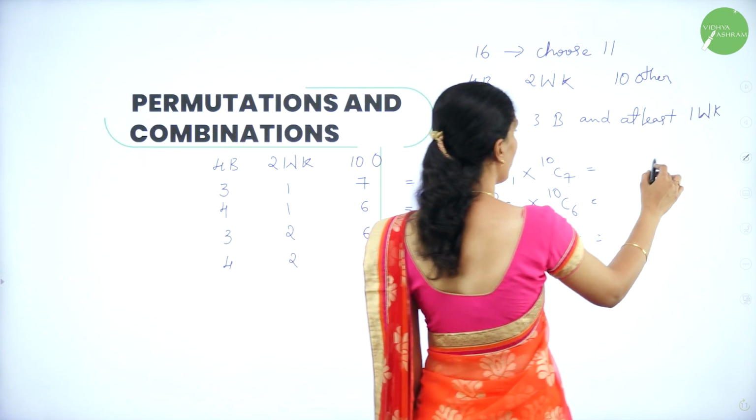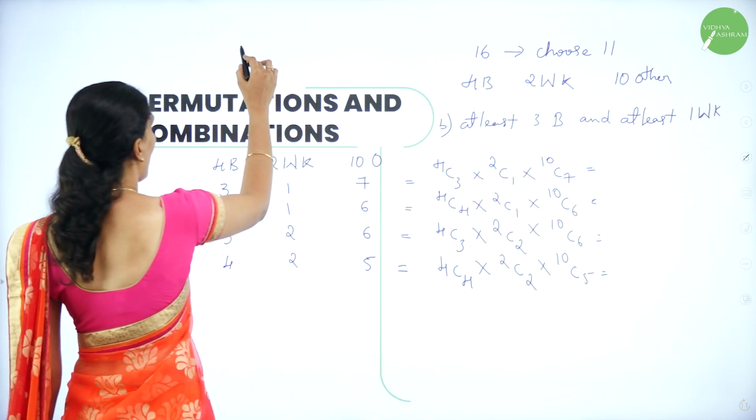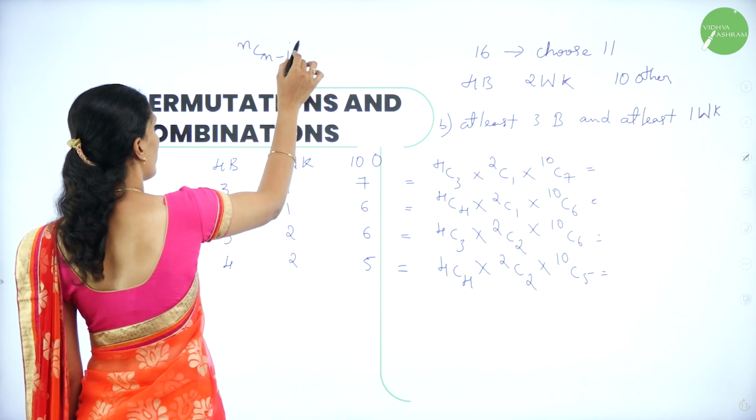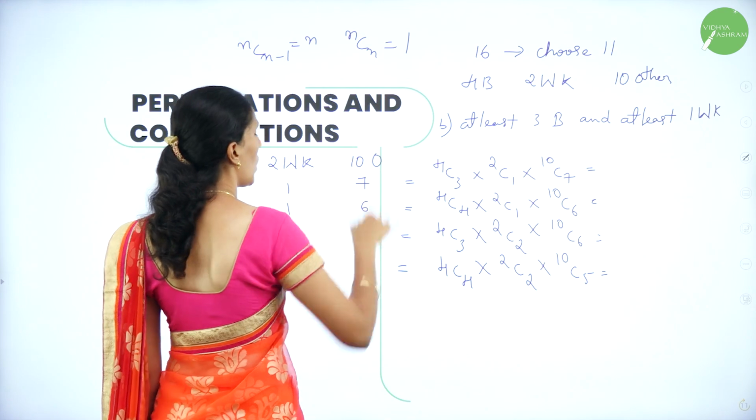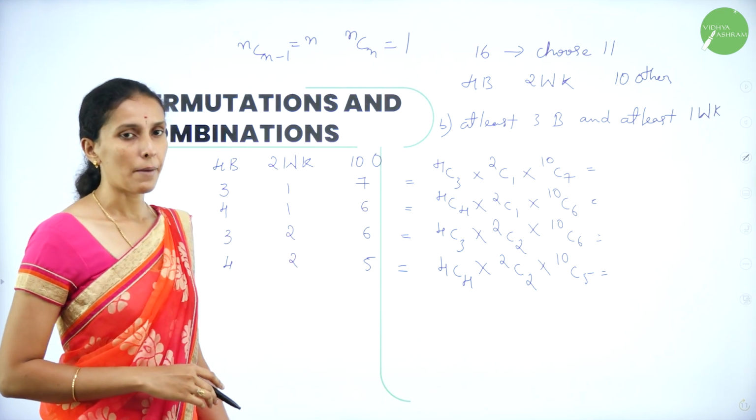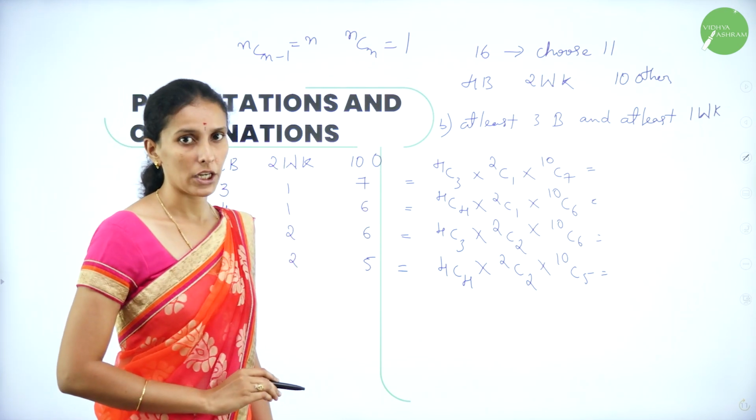Whenever you have nCn-1, your answer will be n. And when you have nCn, your answer will be 1. So the same property we will apply here. It helps for the simplification.